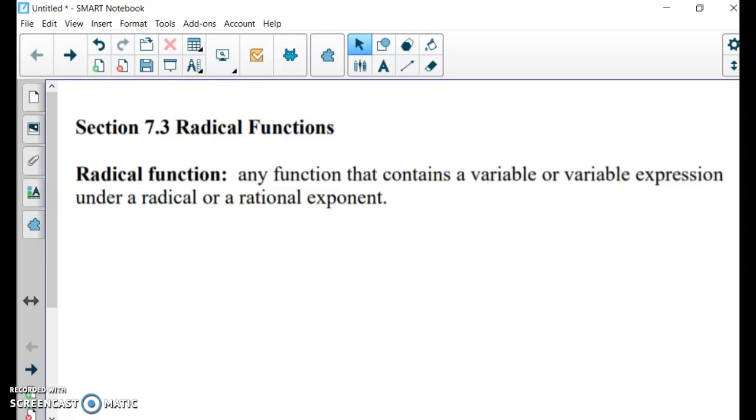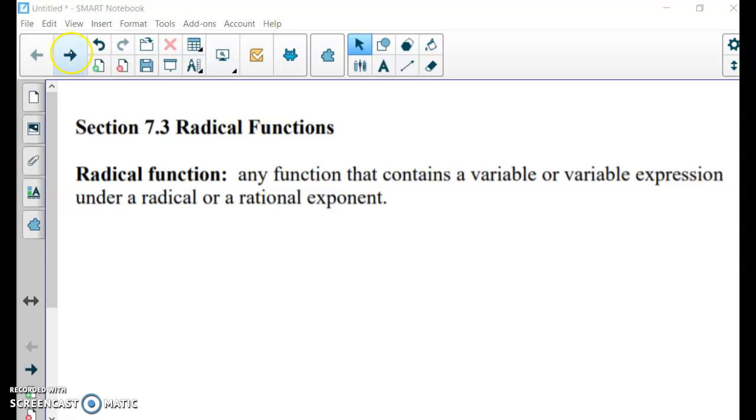Alright guys, so today we're going to talk about section 7.3, radical functions. Let's think back to what a function is. A function passes the vertical line test, so think for every input there is only one output. A radical function is a function that has a variable under a square root sign, a cube root sign, and a rational exponent, which would be an exponent that is a fraction. Take a minute and write down this definition. Hit pause.